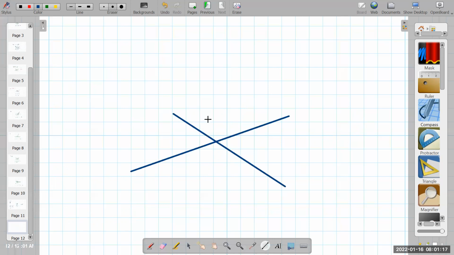Same value, not multiply. Okay, this is x and this angle is equal to 125. What is the value of x?